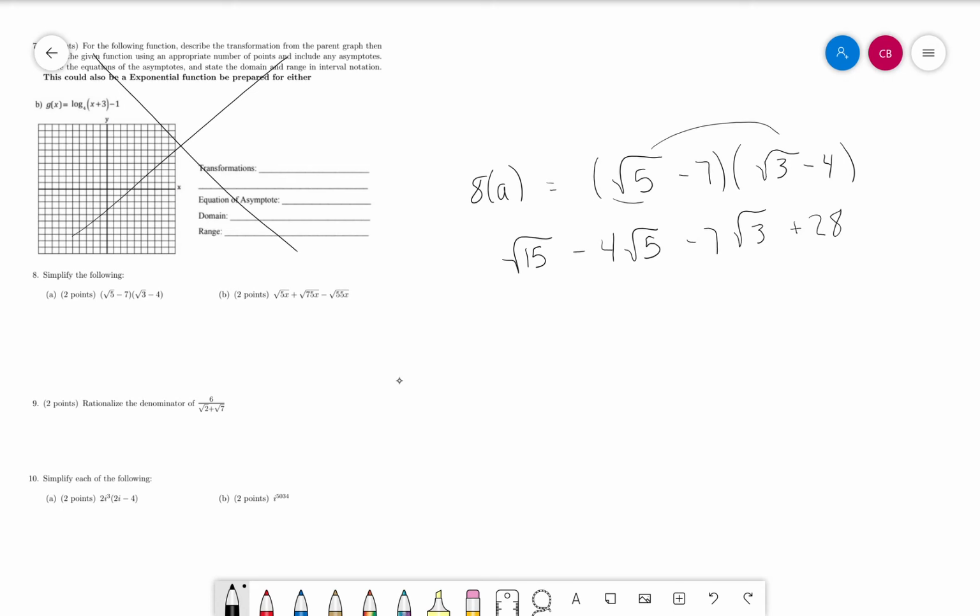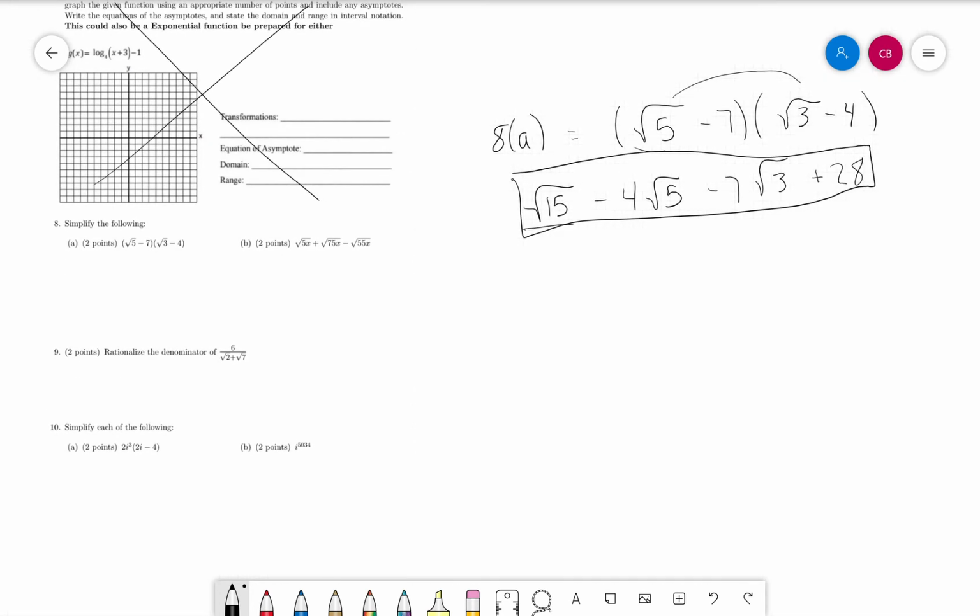Now, none of these simplify. This one is 5 times 3, that will not simplify. This is square root of 5. This is square root of 3. We cannot combine those. And this is 28. Remember, if these were both square root 5s, we could combine these and make this negative 3 square root 5. But since they're not, we can't. So this is your final answer in this case.